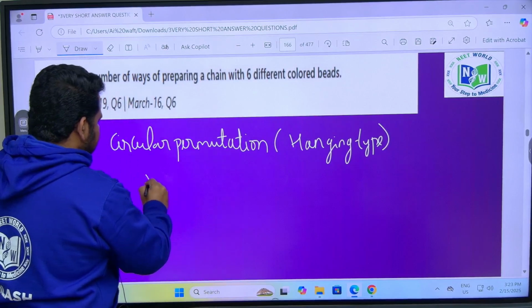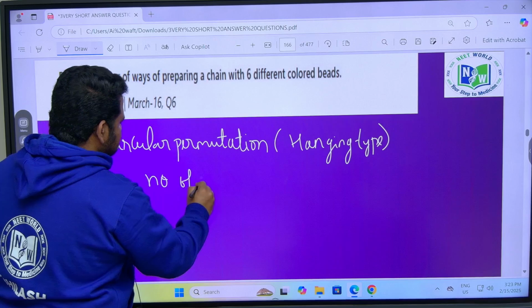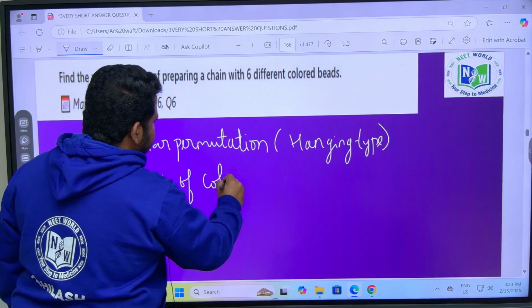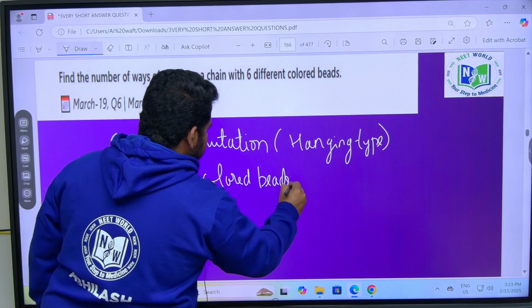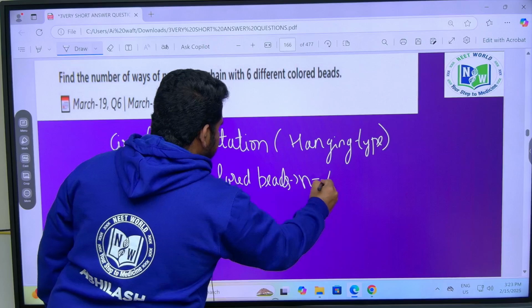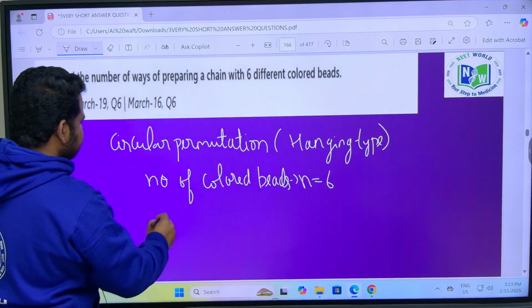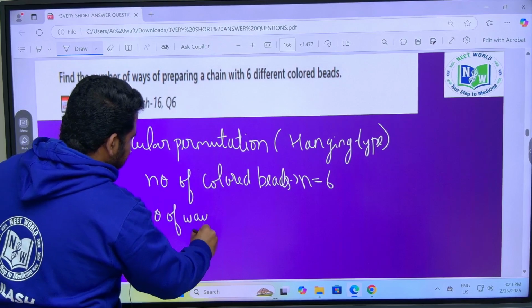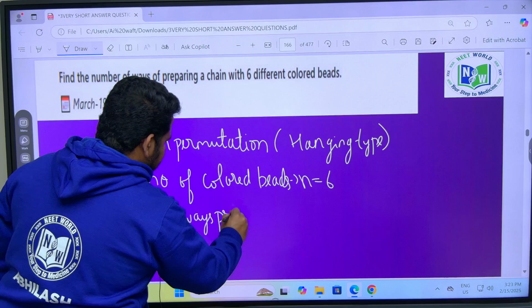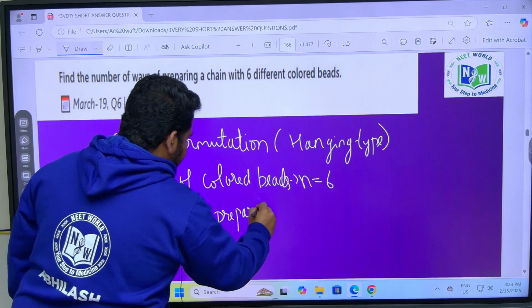Okay, the number of colored beads here is n equal to 6. So the number of ways of preparing the same will be equal to what, friends?